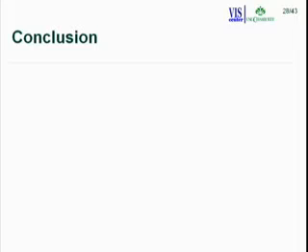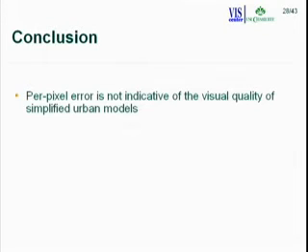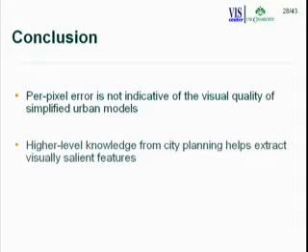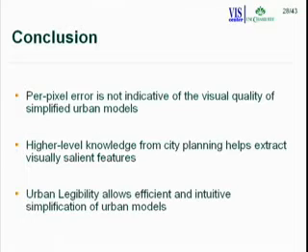So, in conclusion, there are a few things that we found by working on this project. The first one being that when you just use per pixel error, it is actually not at all indicative of the visual quality of your simplified urban models. So what that means is you really have to go towards some higher level knowledge, in our case from city planning, to help extract and retain visually salient features in the model. And in our particular case, using urban legibility, we find that it allows efficient and intuitive simplification of the models.